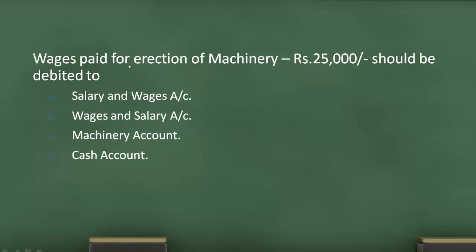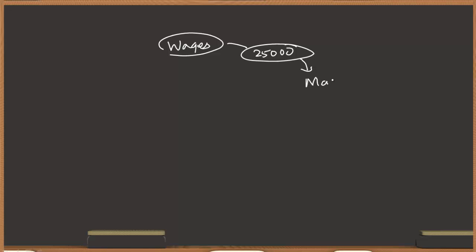Next question. Wages paid for erection of machinery rupees 25,000 should be debited to A, salaries and wages account, B, wages and salaries account, C, machinery account, D, cash account. Let us try to understand this. See here, the company has paid wages of how much? They have paid wages of 25,000. But this wages is not payable regularly because it is paid only for erection of machinery. So it is not a recurring expenditure, it is rather a one-time expenditure.